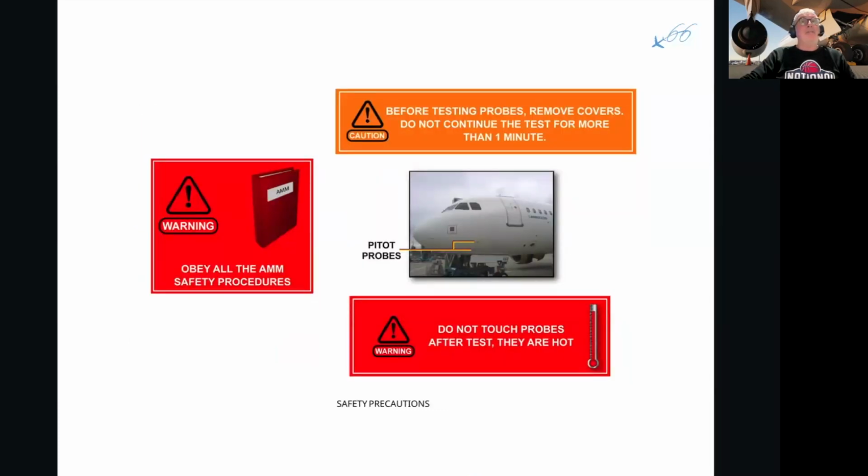Okay, in terms of safety precautions, make sure you obey all the aircraft maintenance manual procedures. Make sure that you obey the procedures with these pitot probes. Through years of storage maintenance during COVID, people had the pitot probe covers on, and they used to invariably run the engines once a week. Do not run your engines with the pitot probe covers on, because you will then melt them and you'll have to change your pitot probes.